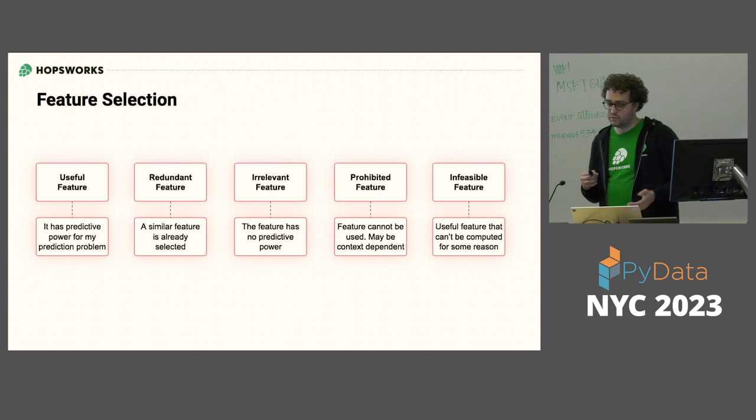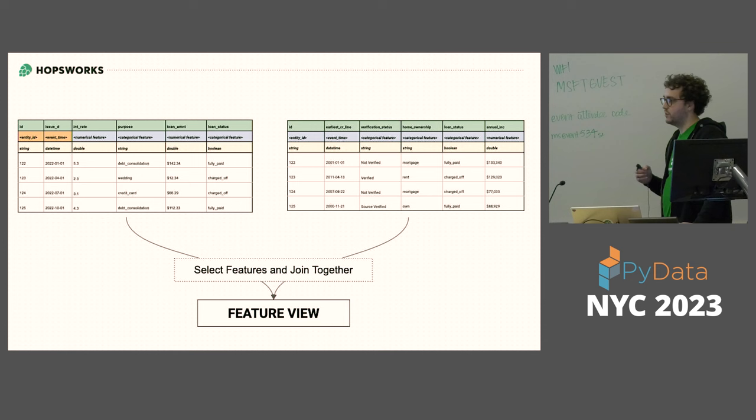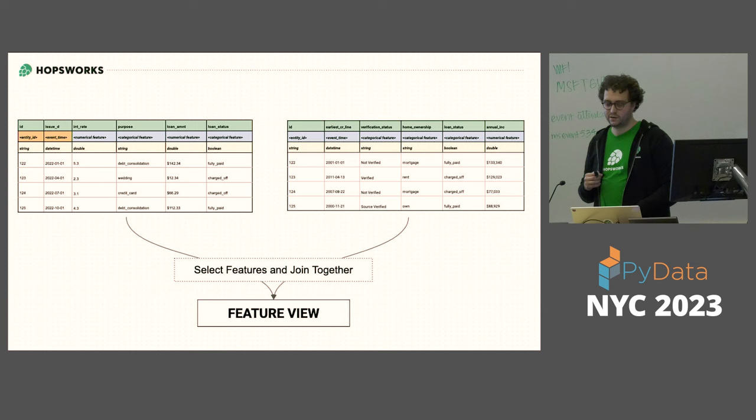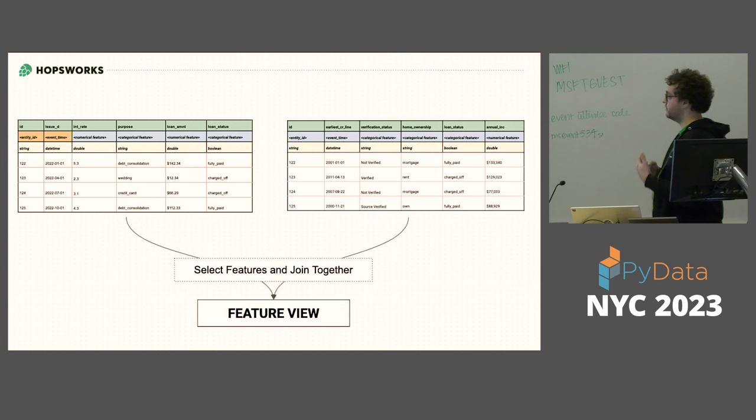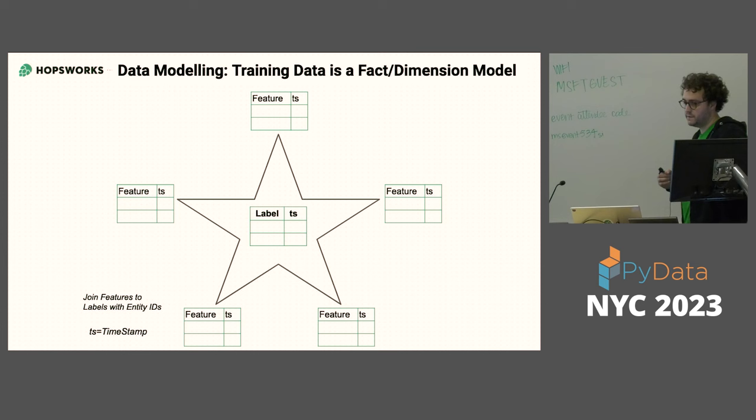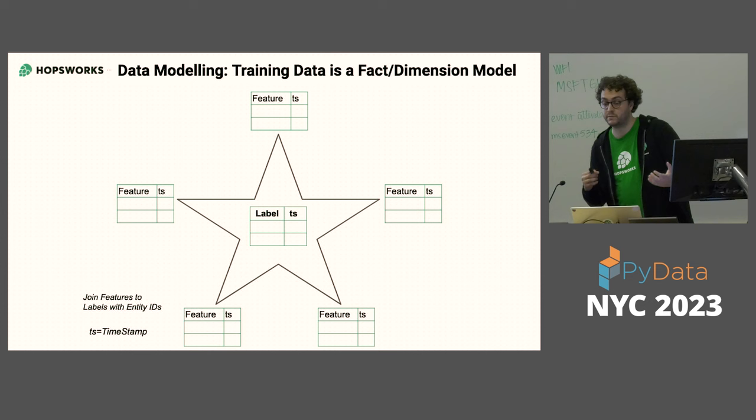So what you're doing is going around with a shopping cart and selecting the features that you want to include in your specific model. You can do that using the API, as we'll see in a second. What we end up creating is what we call a feature view. A feature view is basically a metadata object that says this specific model needs these specific features from my feature groups, in this case from two of them.